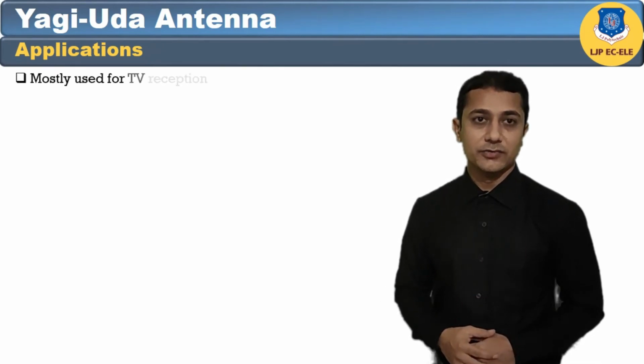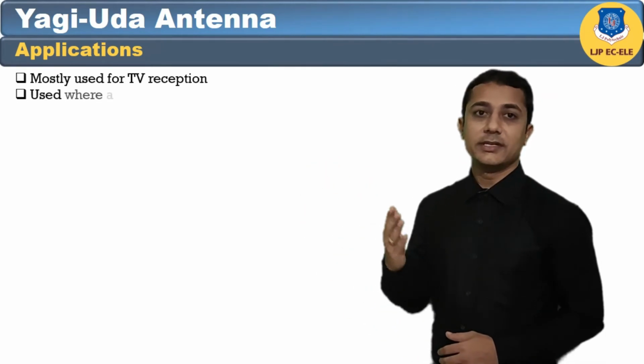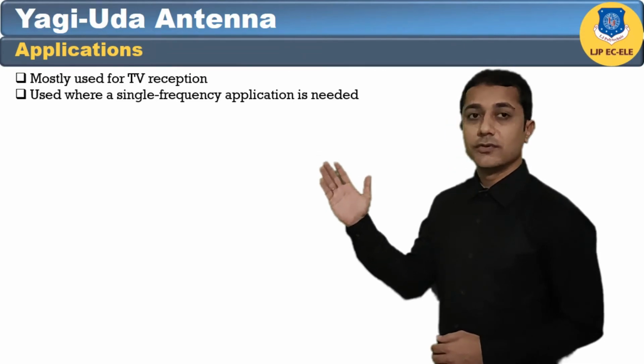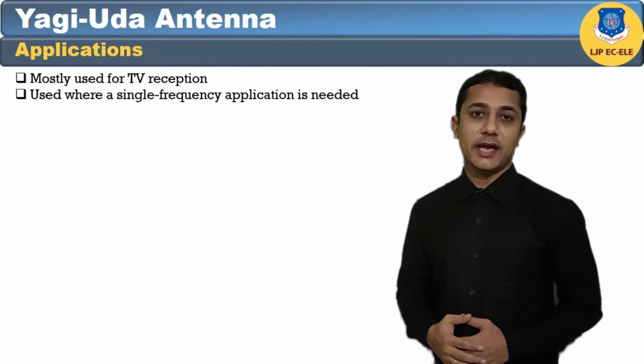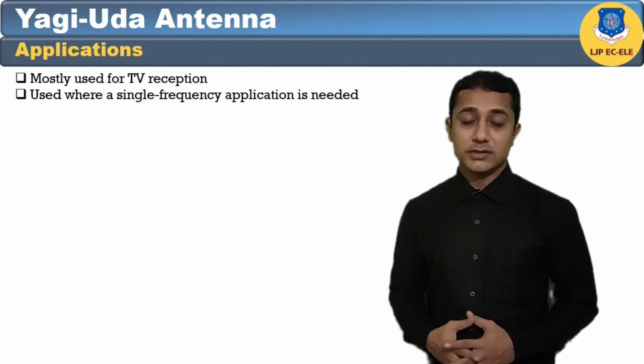Now let's see the applications where the Yagi-Uda antenna is used. It is mostly used in TV reception, and where a single frequency application is needed. This is all about the Yagi-Uda antenna.